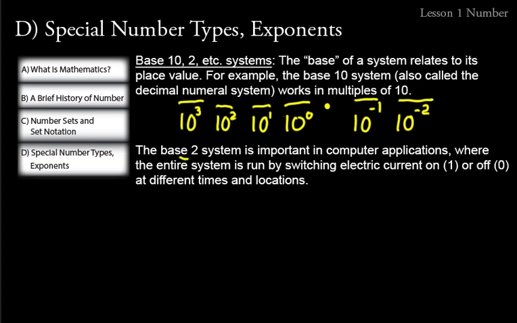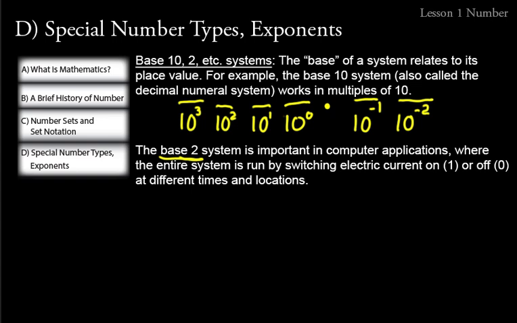Now the base 2 system, that's important in computer applications where the entire system is run by switching electric current on or off at different times and locations. We have a topic called computer math. That's lessons 24 and 25.